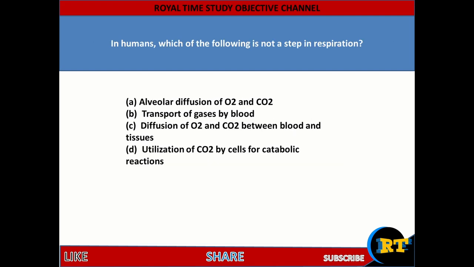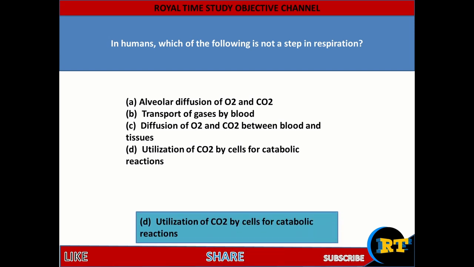Now, in humans, which of the following is not a step in respiration? Option number A, alveolar diffusion of O2 and CO2. Option number B, transport of gases by blood. Option number C, diffusion of O2 and CO2 between blood and tissues. Option number D, utilization of CO2 by cells for catabolic reaction. And the correct option is option number D, utilization of CO2 by cells for catabolic reaction.